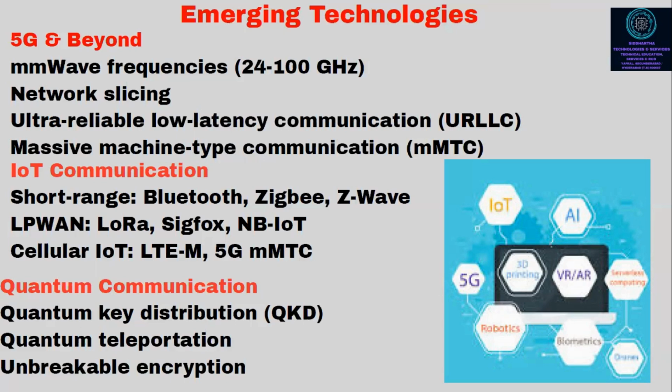Okay, next is IoT communication: short range, Bluetooth, Zigbee, Z-Wave; LPWAN, LoRa, Sigfox, NB-IoT; cellular IoT, LTE-M, 5G, mMTC. Few of these technologies you've already seen, or we are doing some projects on them, that is Bluetooth, Zigbee, and LoRa, and few are about to come.